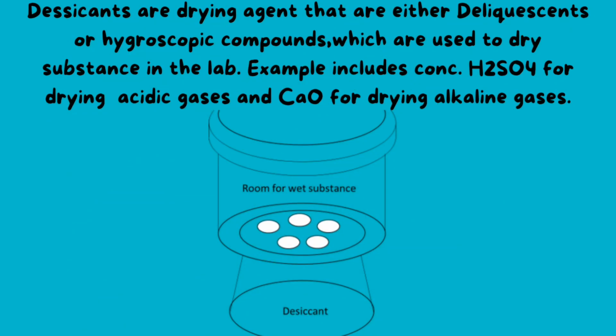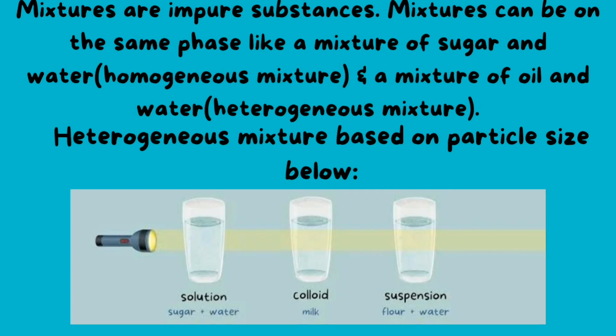Let's talk about desiccants. Desiccants are drying agents that are either deliquescent or hygroscopic compounds, which are used to dry substances in the lab. Examples include concentrated sulfuric acid for drying acidic gases and quicklime, or calcium oxide, for drying alkaline gases. As you can see, the desiccant is placed under the wet substance.